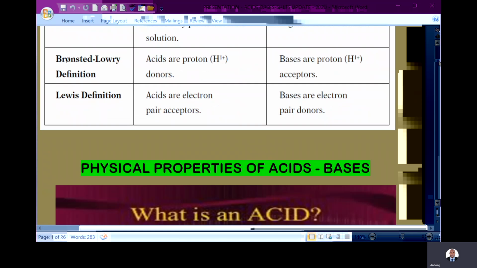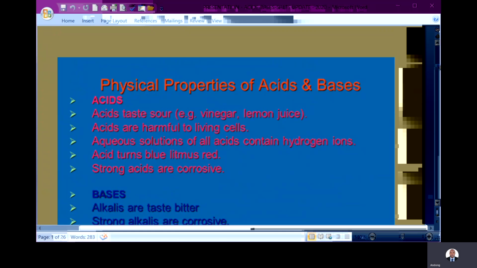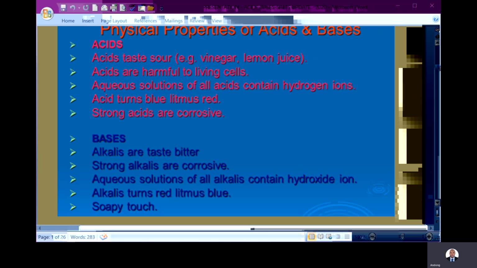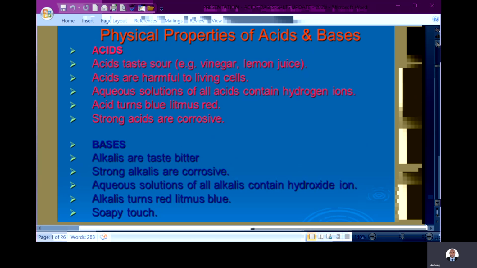Conversely, on bases, we can say bases have a bitter taste. When bases dissolve in water, they form alkali. Strong alkalis are very corrosive. Bases or alkalis, when they react with acid, form salt and water.